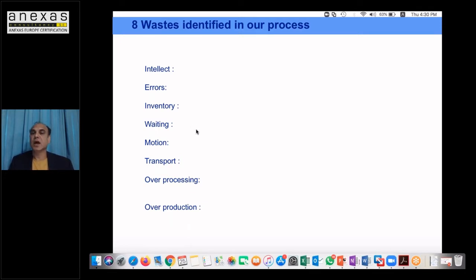Waiting time means I'm waiting for you to complete your job. Most of the jobs in our organizations are in sequence, isn't it? First step, then second step, third step, fourth step. So if one step is slowed down, or overburdened, or taking too much time to complete the work, then the next step will be waiting for it.